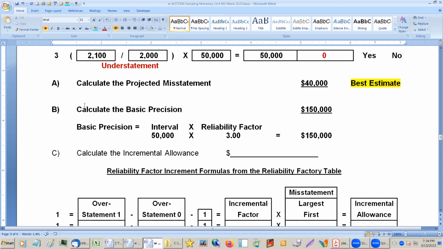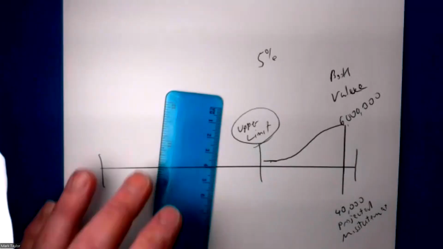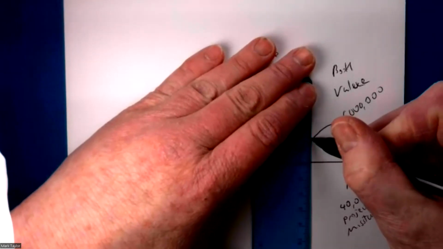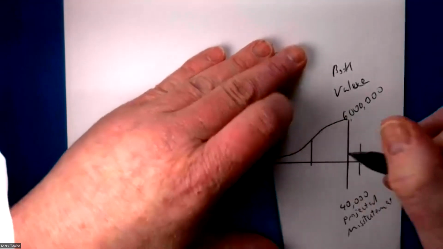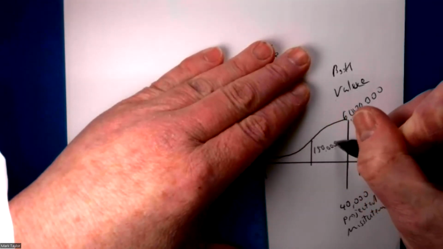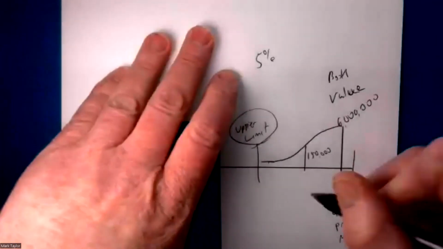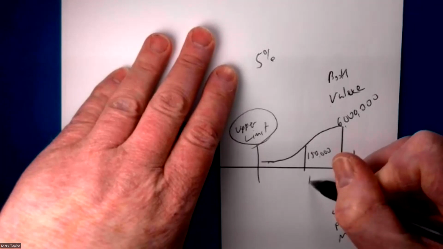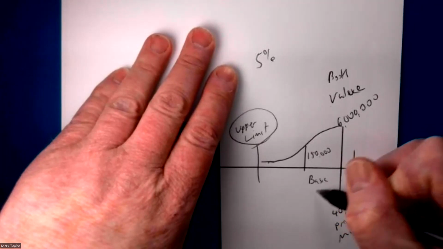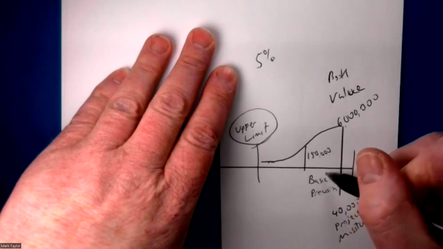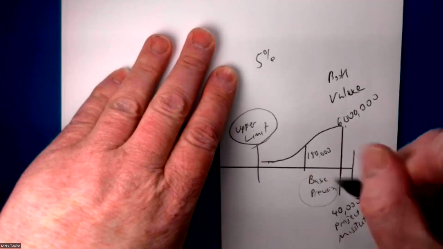So basic precision, going back to this thing. What we're saying is that this could be off by another 150,000. And this is for the basic precision. This is if there were no errors, it could still be off by 150,000 more.